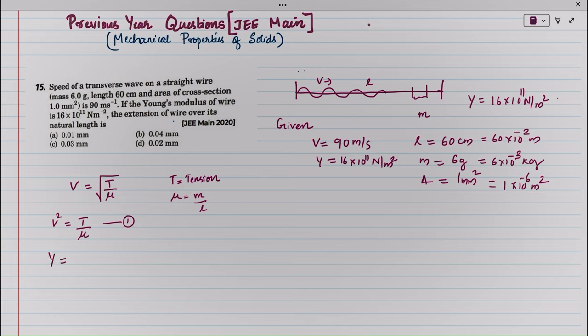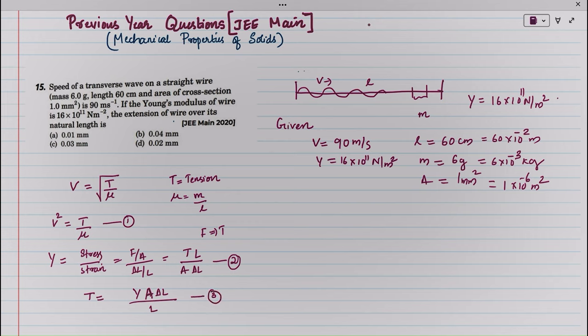Also, we have the equation of Young's modulus, that is stress by strain. That is force per unit area divided by change in length by original length. Here the force will be equal to the tension. That is, the equation becomes Y = (T by A) divided by (delta L by L). This is equation number 2. We are calculating T from this equation, and cross-multiplying we get T = Y A delta L by L. This is equation number 3.